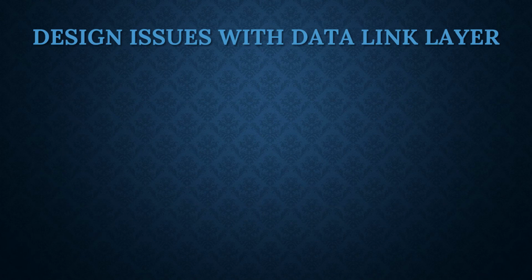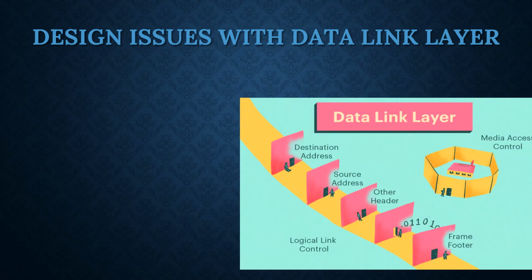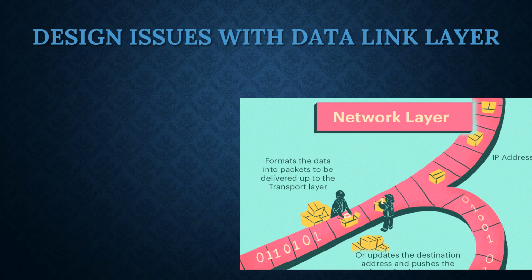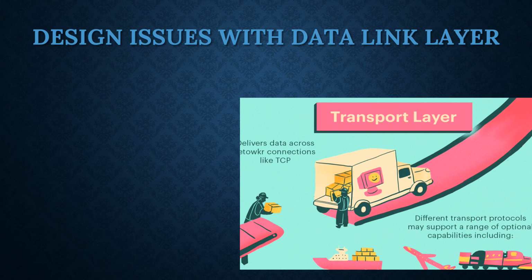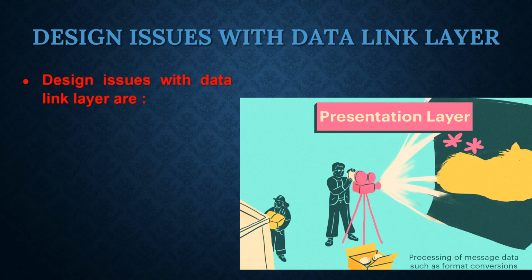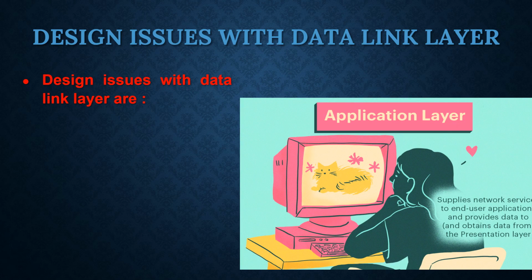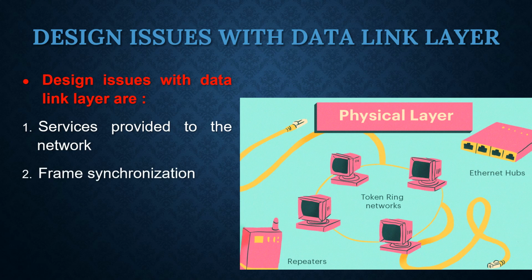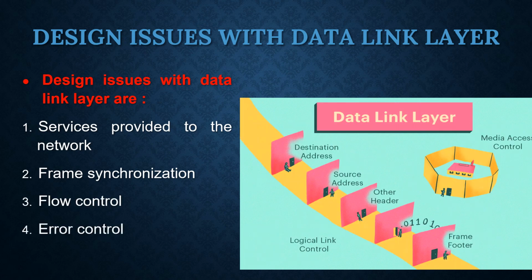Design issue with data link layers. The data link layer in the open system interconnection model is in between the physical layer and the network layer. This layer converts the raw transmission facility provided by the physical layer to a reliable and error-free link. The main functions and the design issue of the layers are services provided to the network, frame synchronization, flow control, error control.